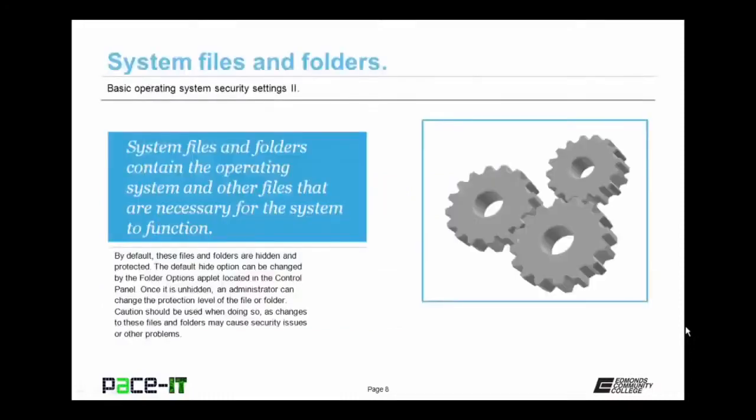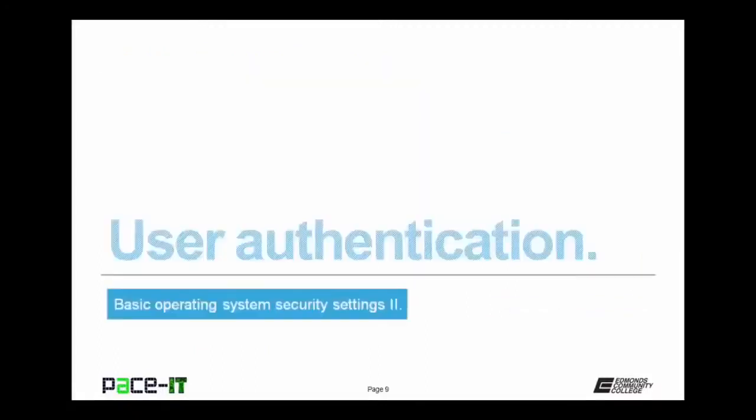System files and folders contain the operating system and other files that are necessary for the system to function correctly. By default, these files and folders are hidden and protected. This default option can be changed by the folder options applet located in the control panel. Once they are unhidden, an administrator can change the protection level of these system files and folders. That should be done with caution, as changes made to these files and folders can cause security issues or other problems. Now we move on to user authentication.